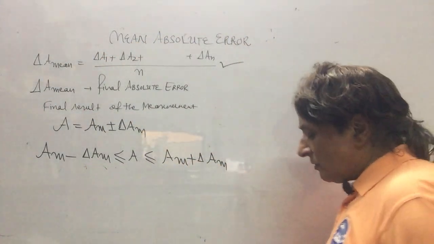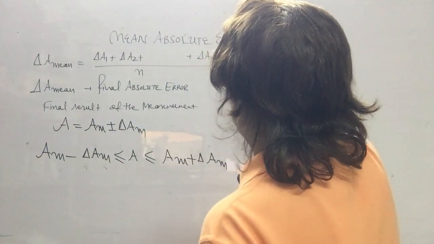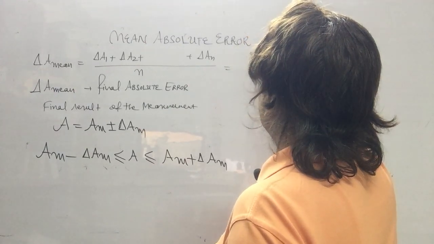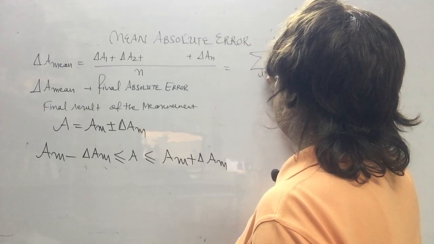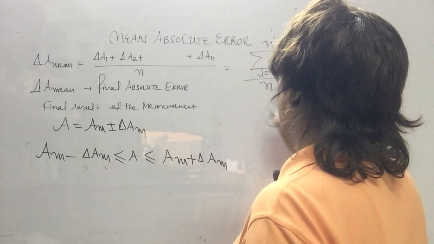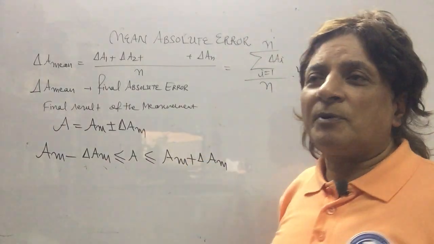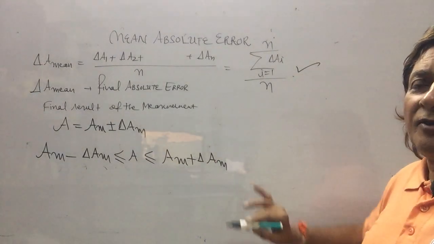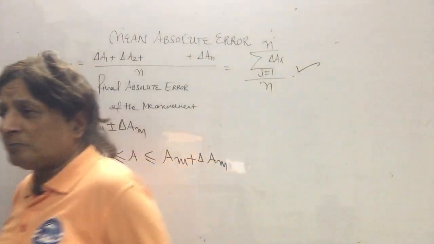Even you can write this result like this also: summation delta AI, I equal to 1 to n, divided by whole n. So we can represent it this way too, and this is also a way to represent it. Hope it is clear.